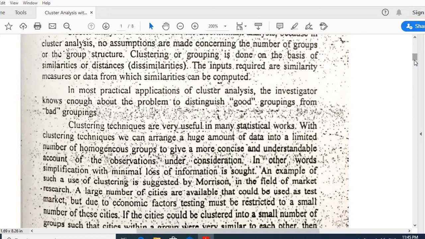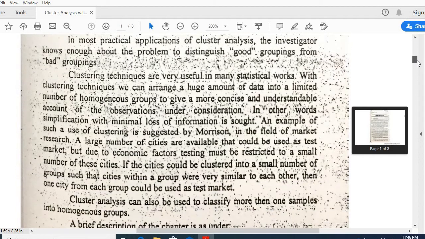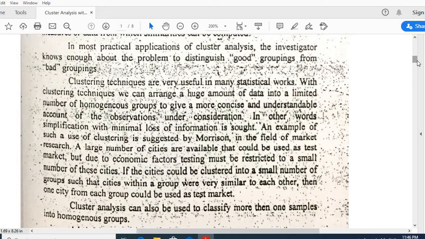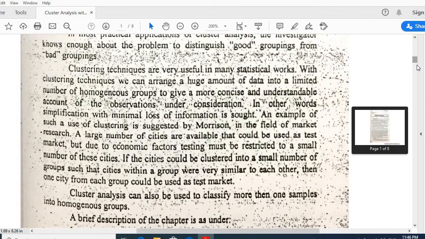An example of such use of clustering is suggested by Morrison in the field of market research. A large number of cities are available that could be used as a test market, but due to economic factors, testing must be restricted to a small number of these cities. If the cities could be clustered into a small number of groups such that cities within a group were very similar to each other, then one city from each group could be used as a test market. Cluster analysis can also be used to classify more than one sample into homogeneous groups.